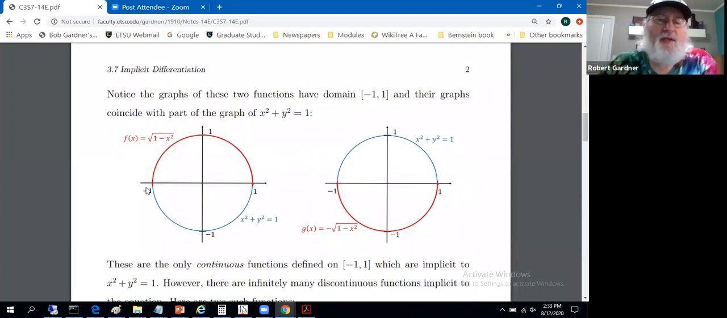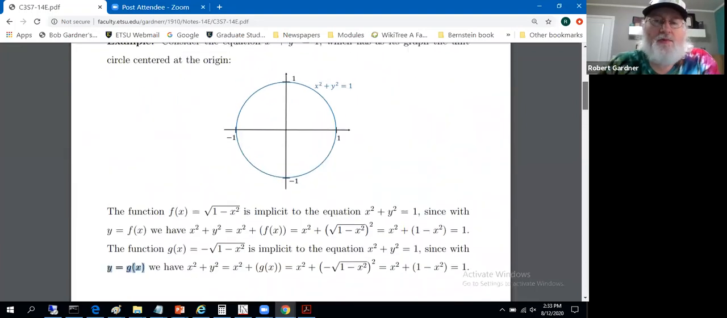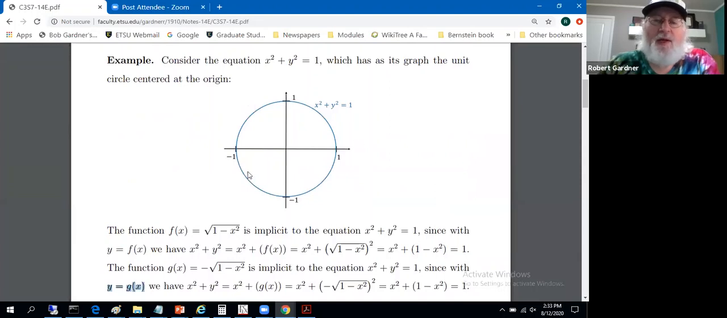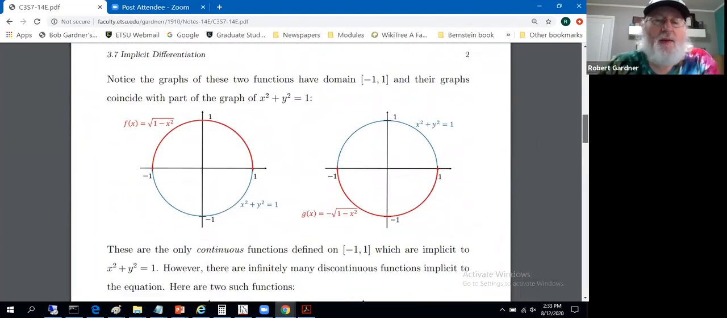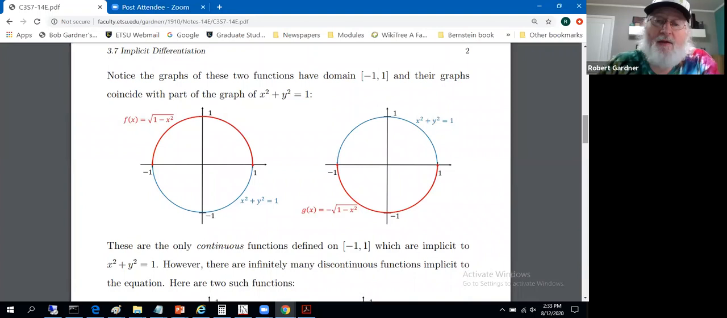As I commented, the f of x function is the top half of the circle, and the g of x function is the bottom half of the circle. Of course, x squared plus y squared equals 1, that's not the graph of a function. That fails the vertical line test. Both of these pieces of the circle in red, the red parts, they do satisfy the vertical line test. They're functions. They're functions implicit to that equation.